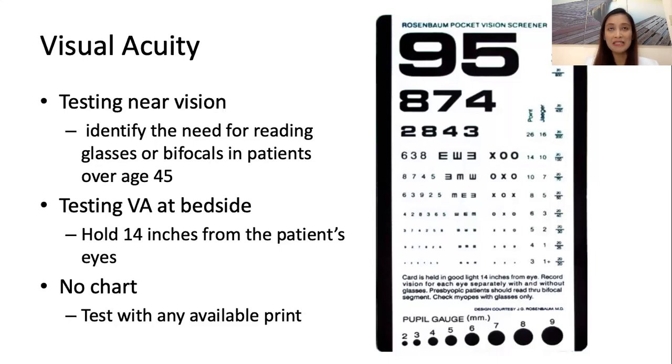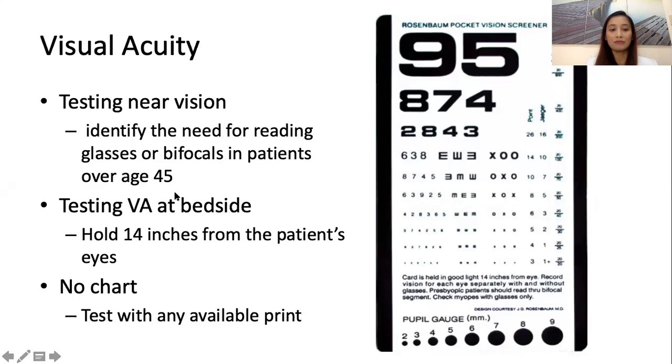Sometimes if the Snellen chart is not available, you can use a handheld Jaeger chart to test for vision also. That's a very handy chart that you can put in your pocket. You can also test for near vision. Usually you identify the need for reading glasses or bifocals in patients using this Jaeger chart. When you check visual acuity at bedside, you hold the Jaeger chart 14 inches from the patient's eyes, okay?